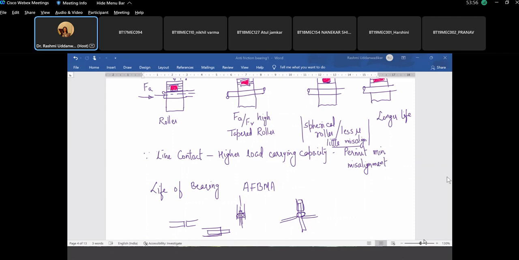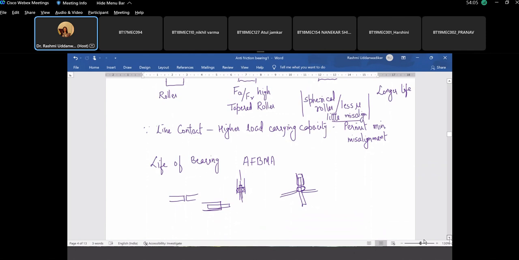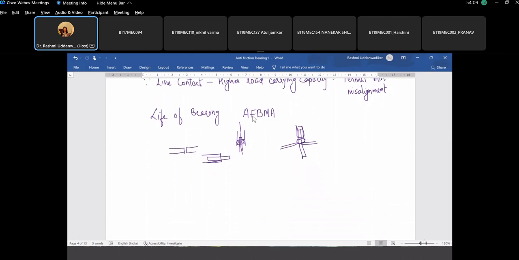So what could be AFBMA? I told you yesterday, anti-friction bearing manufacturing association, or manufacturers association, who have finally decided some coding, some good practices. So this life of the bearing is now universally followed everywhere by the coding or by the formulas that are given by this AFBMA, Anti-Friction Bearing Manufacturers Association.